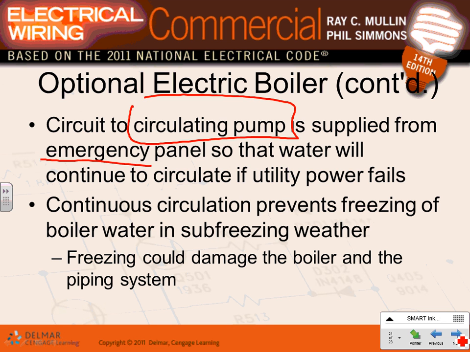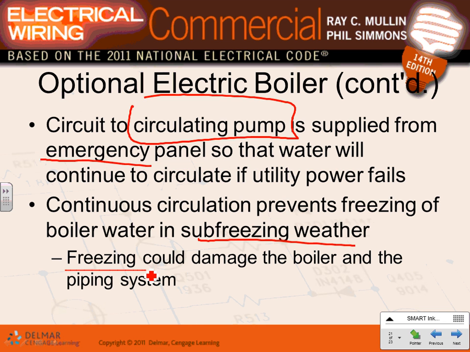Because in Minnesota, if it freezes, it could damage the system. So if the power goes off, you have to have a generator to circulate the water inside these pipes. Otherwise, it will freeze and bust the system. So that's why, if you have an emergency system, a legally required standby system, they throw them on a generator. Because of what? Sub-freezing weather. And we in Minnesota are a good example of that.